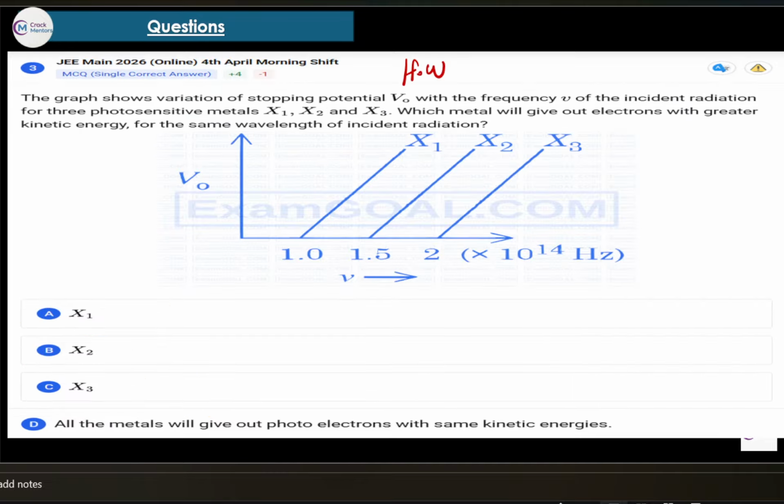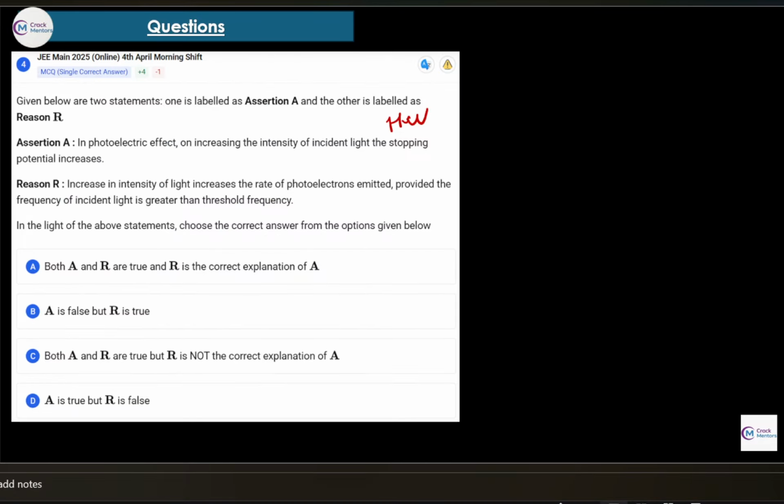Okay, this is the homework question for you. These are very simple questions.